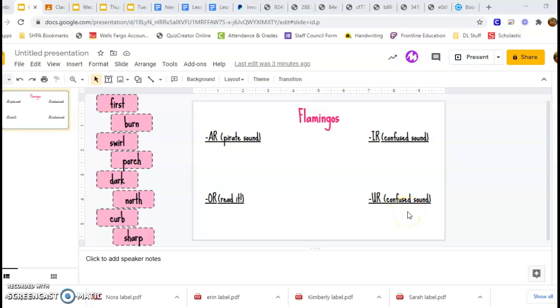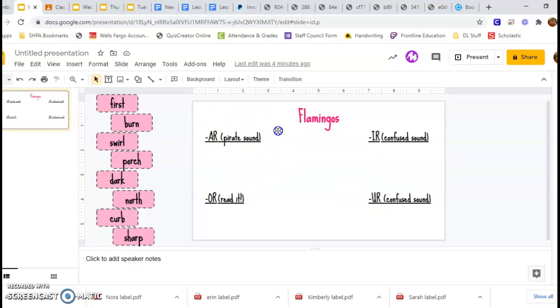Okay, so we have AR, make the pirate noise. Great job. IR, make the confused noise. Good. OR, just read it. Or. Good. And UR, make the confused noise. Good job. Notice 2 of our patterns, they look different, but they make the same sound. Which 2 patterns make the same sound? That's right. IR and UR both make the confused sound. Good.